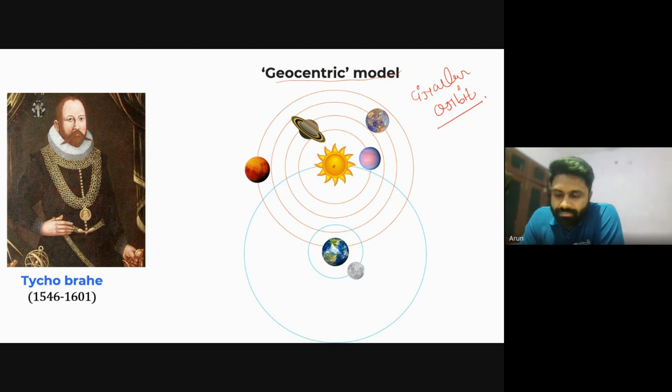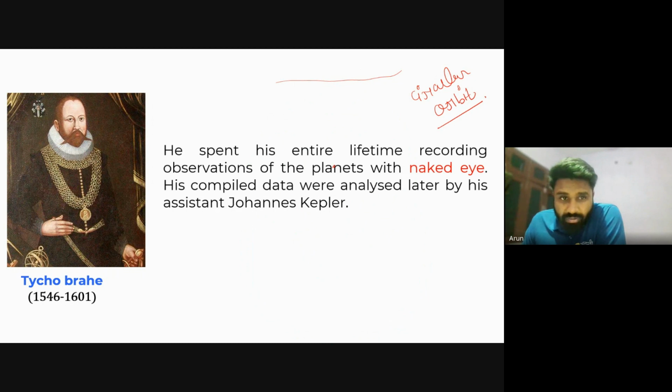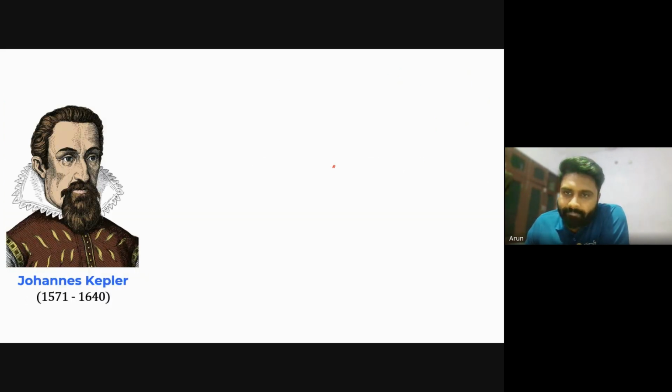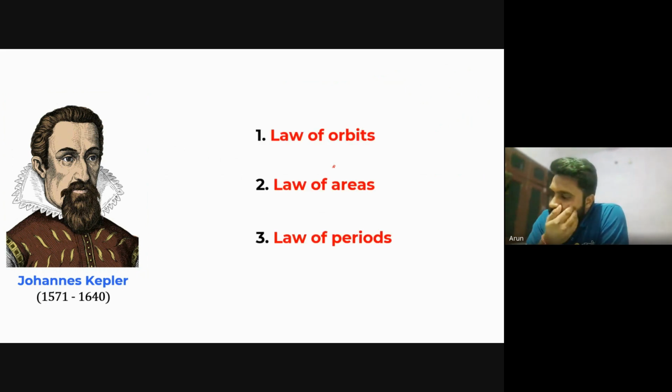Okay. So in the next slide you will see, Tycho Brahe spent his whole lifetime recording these observations. And those observations were analyzed by Johannes Kepler. This is the person who is responsible for that. So he has provided us three laws. The first one is the, so just a second.